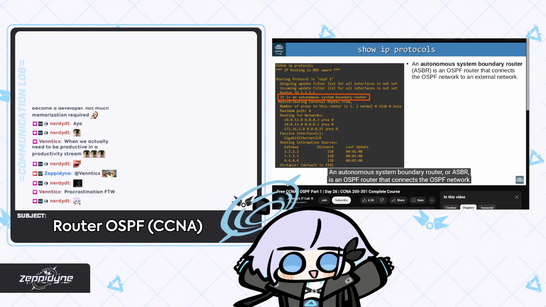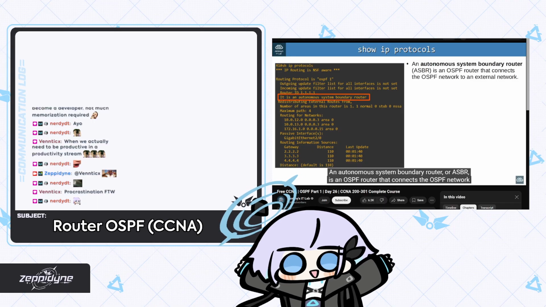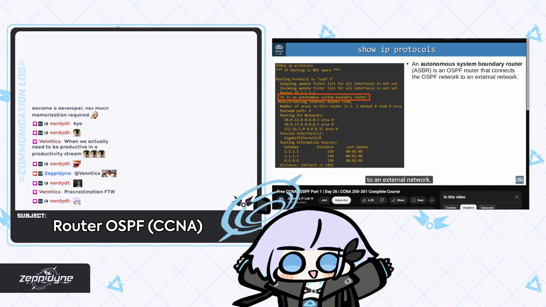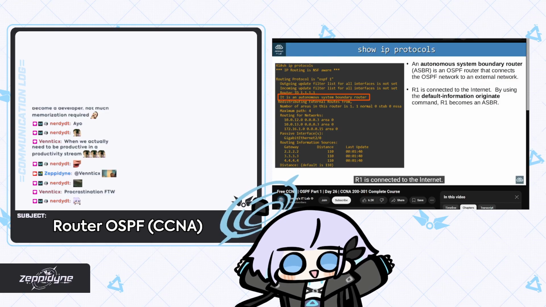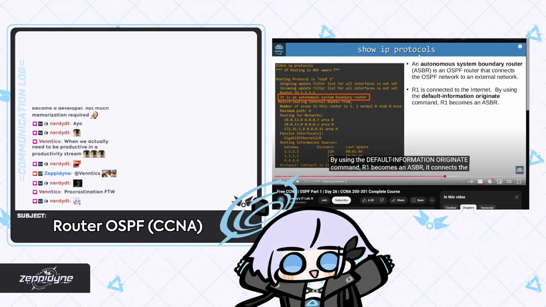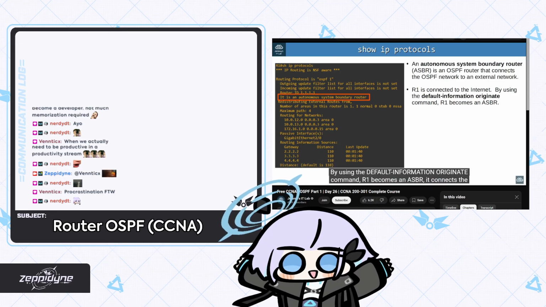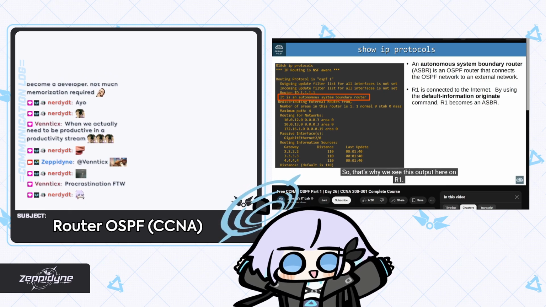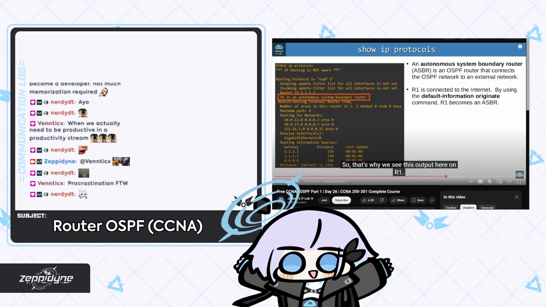An autonomous system boundary router, or ASBR, is an OSPF router that connects the OSPF network to an external network. R1 is connected to the internet. By using the default information originate command, R1 becomes an ASBR. It connects the OSPF network to the internet. So that's why we see this output here on R1.